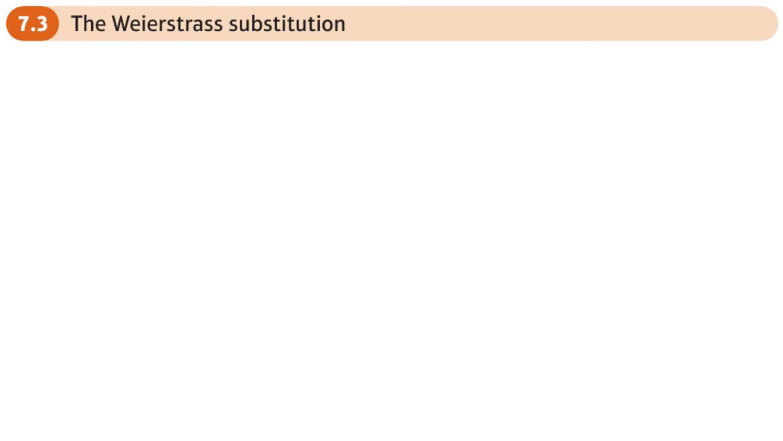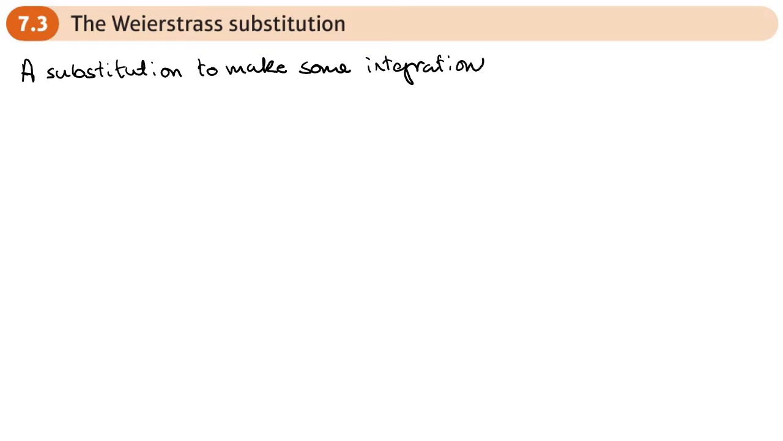This is the third and final section of chapter 7, which is methods in calculus, and here we're going to be looking at the Weierstrass substitution. And basically all this is a substitution to make some integrations easier.